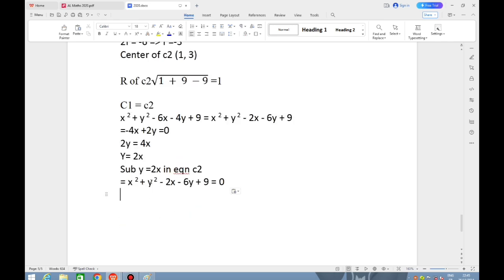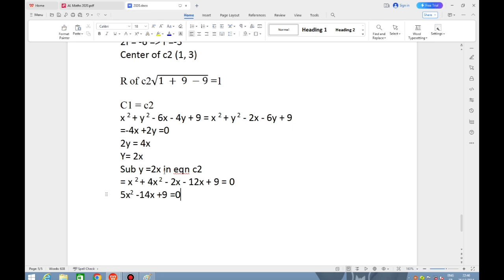we have y is equal to 2x, so y squared is equal to 2x squared, which is 4x squared. Then 6y is equal to 6 times 2x, that's 12x. And this is what you have. Now summing up all the like terms, you have x squared plus 4x squared, which is 5x squared, minus 2x minus 12x equals minus 14x, and finally plus 9 is equal to 0.